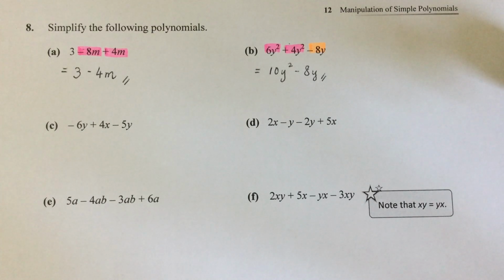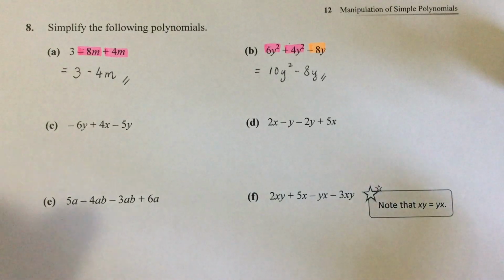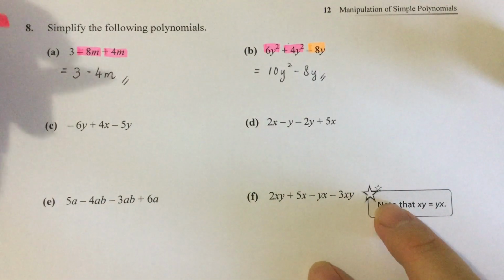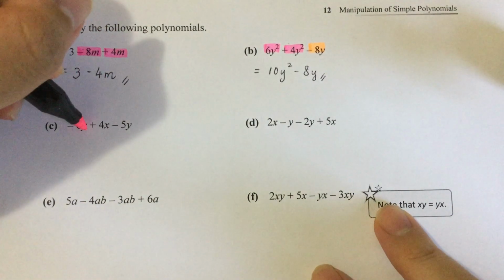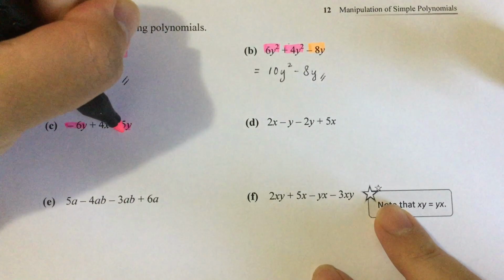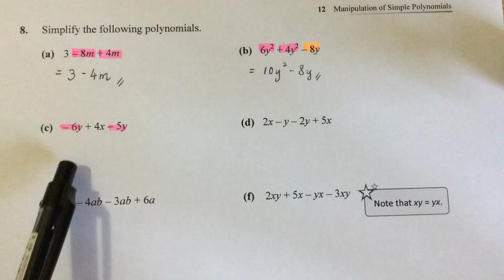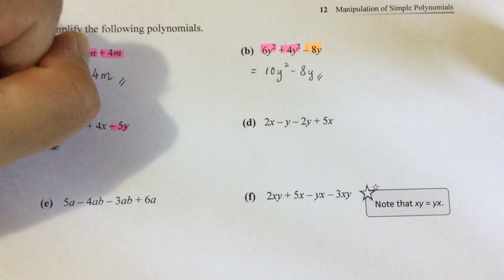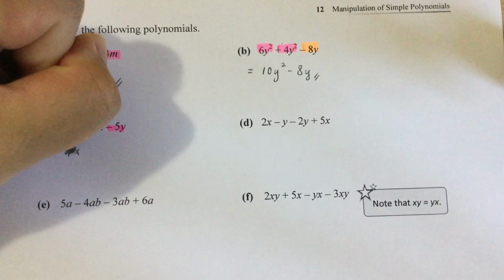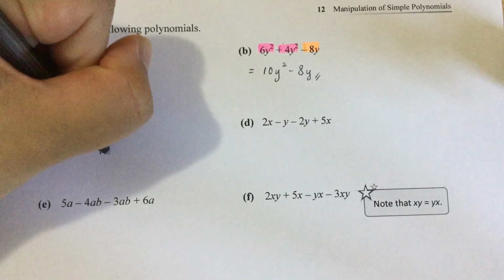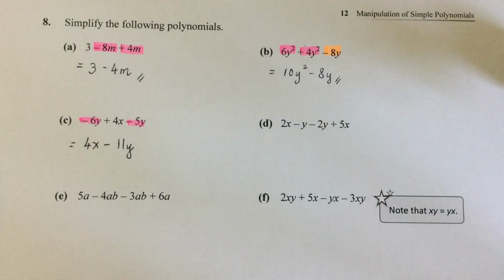Okay, now we will do the calculation here. For part C, if you cannot finish, just pause the video now. For part C, you will see negative 6y and negative 5y, they have the same unknown, that is y only. But 4x is unique, so we just copy it, and for negative 11y, we do the calculation.